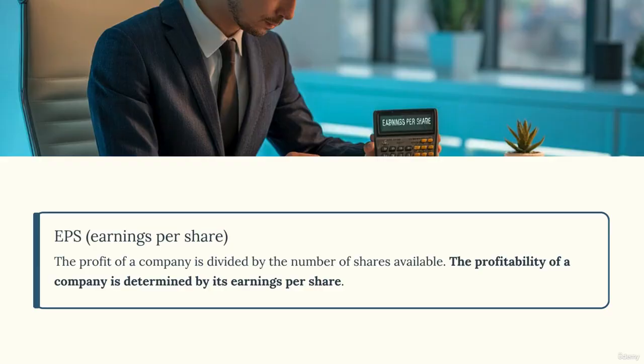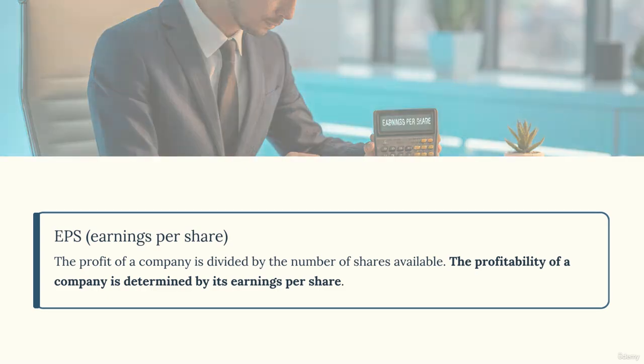EPS, earnings per share. The profit of a company is divided by the number of shares available. The profitability of a company is determined by its earnings per share.